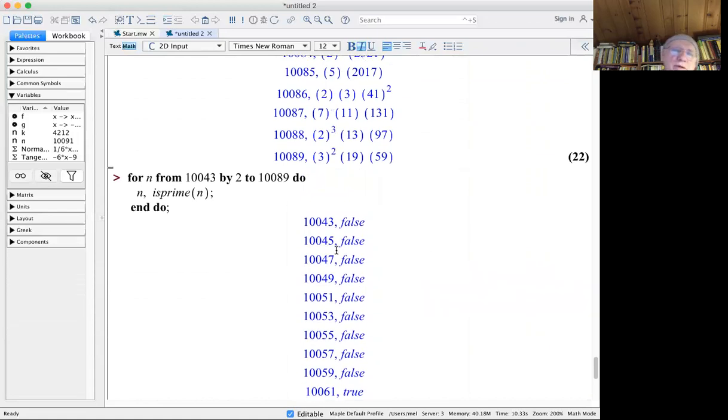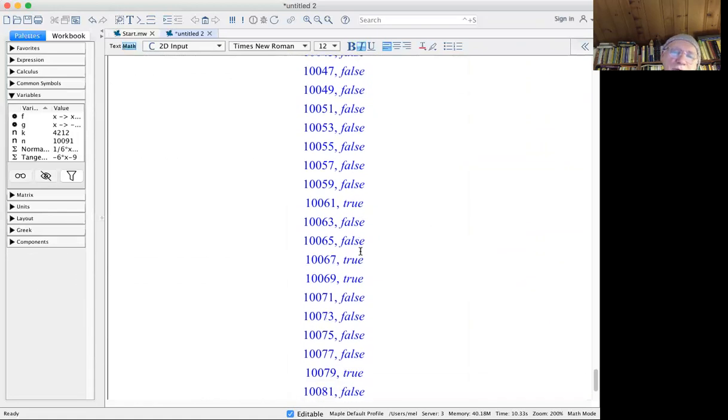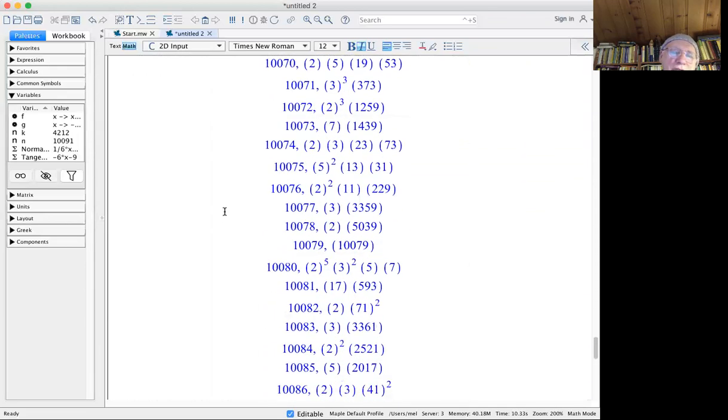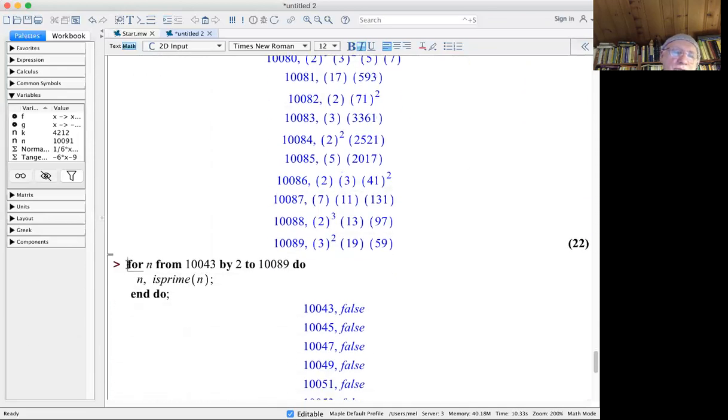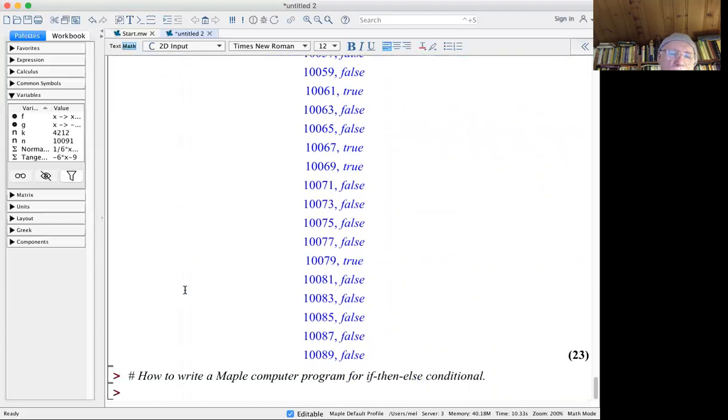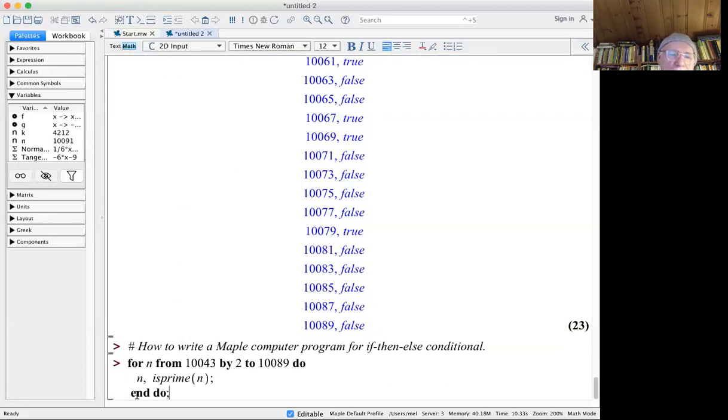So here the problem is I have too much output, and I have to look for the ones where I have a true, meaning the numbers are prime. So I'm going to modify this program as follows. So instead of, as you go from 1043 to 10,089 by 2s, I want to say the following. If it's in boldface, anything in boldface is a special word in Maple, can only be used in a program, can't be used anywhere else.